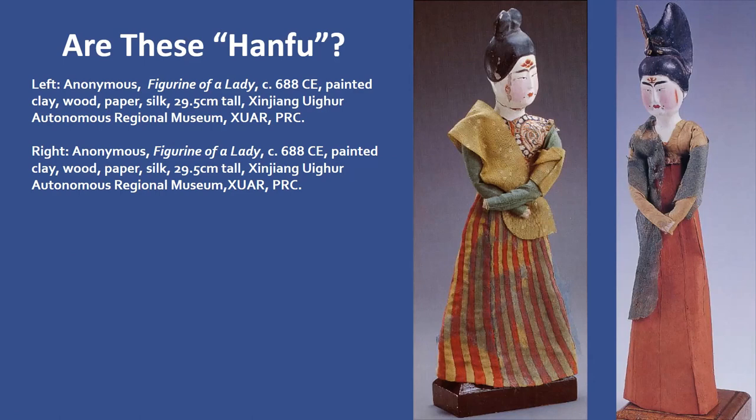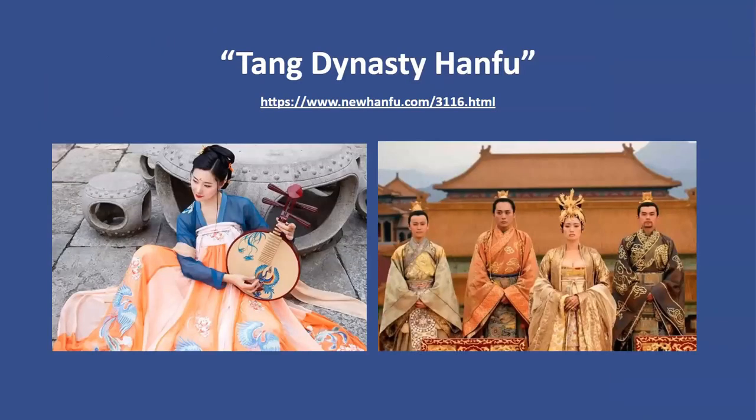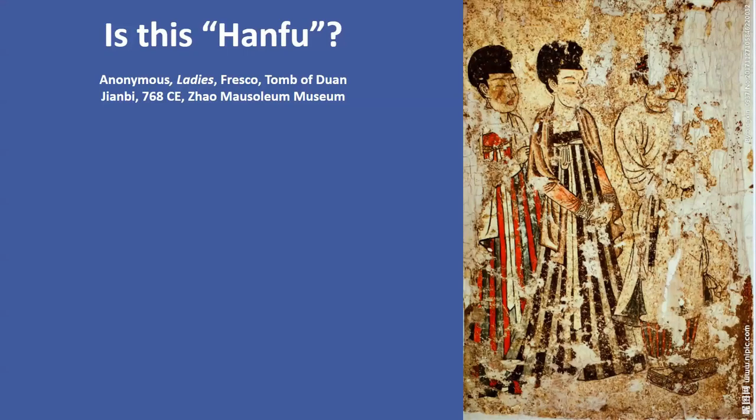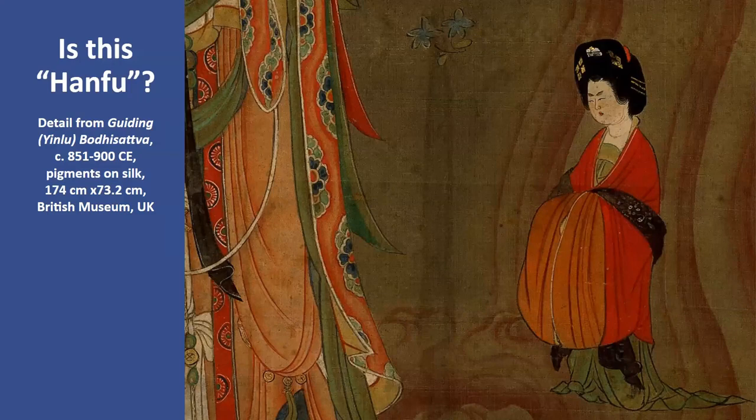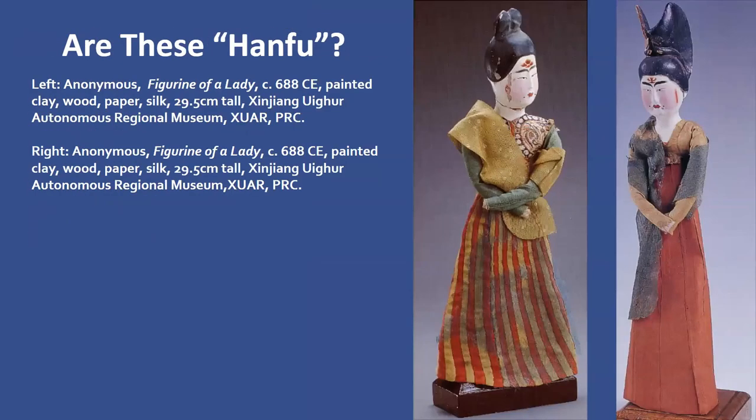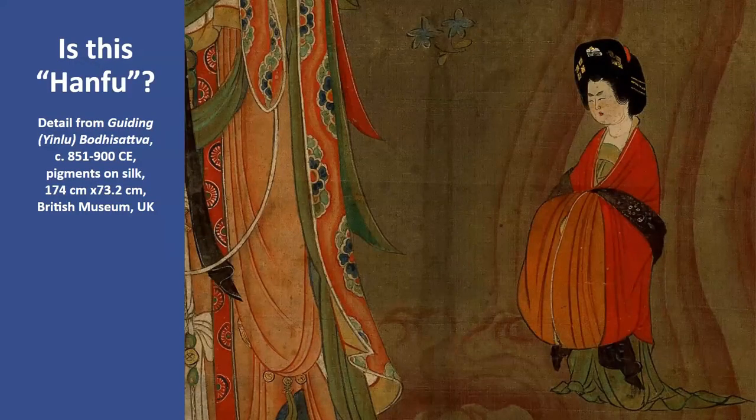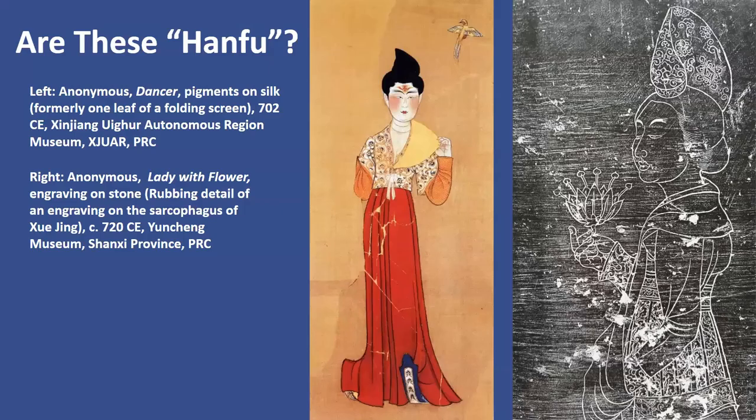Lapel wrapping towards the right? Maybe. Can't tell. Are there any fastenings and ties? These figurines have their clothes literally stitched on or glued onto them. So no, there is no tie. I don't know what's going on on the left. It does not conform with the Tang Dynasty pictures that we've just seen. These are all Tang Dynasty stuff. This one is even from later on in the Tang Dynasty than these three examples.